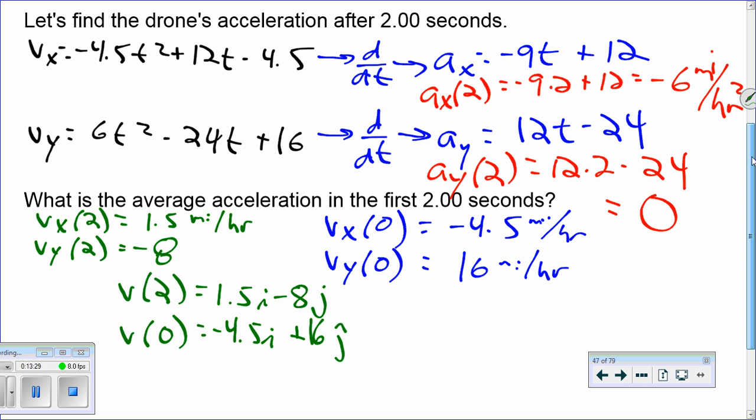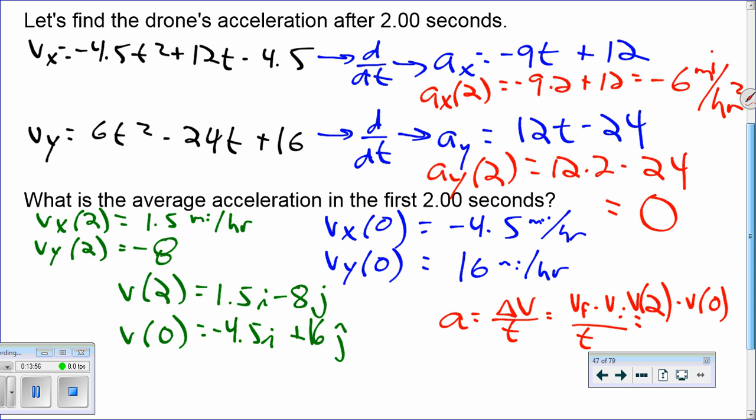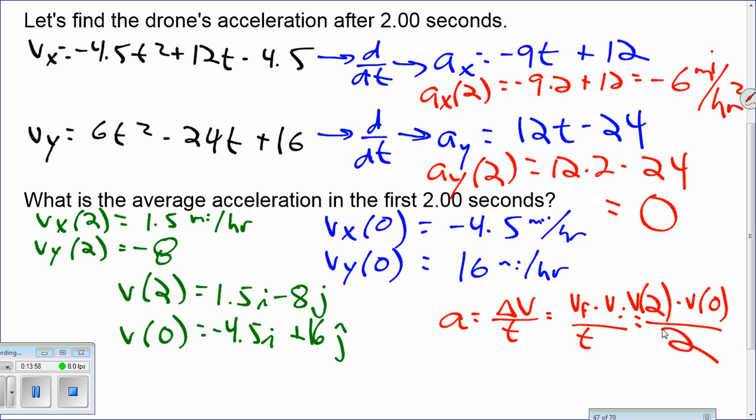Good? Sorry, everybody's happy? All right, so now that I know my instantaneous velocity after 2 seconds and my instantaneous velocity after 0 seconds, what do I do? Subtract, right? Because remember, you guys, acceleration is change in velocity over time. So that's Vf minus Vi over t. So for us, that's V of 2 minus V of 0 over 2 hours.